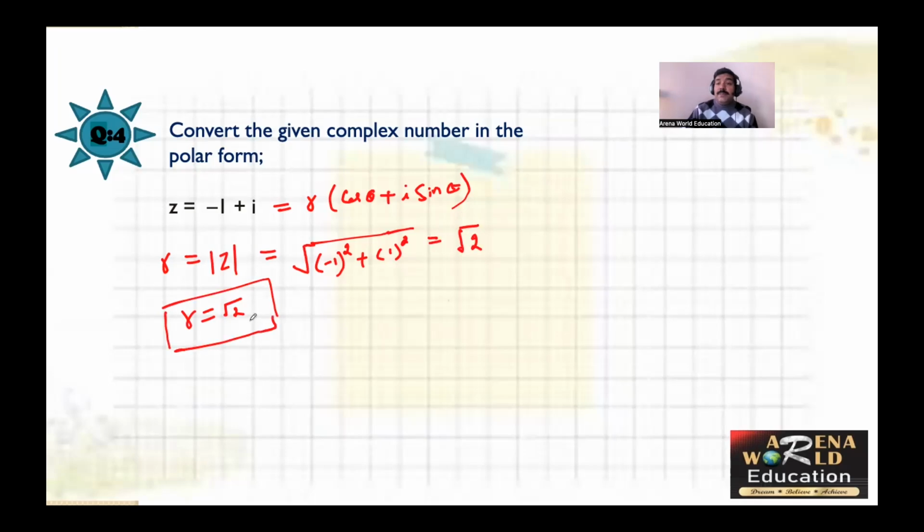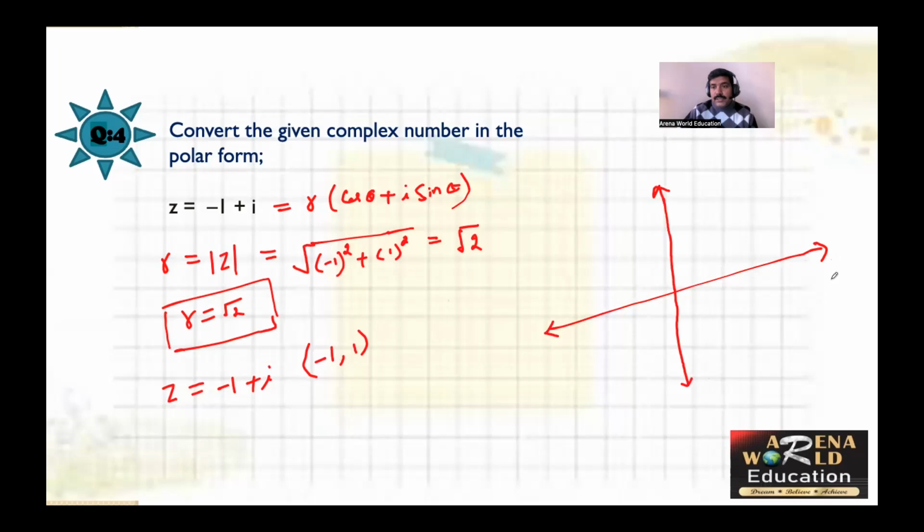What is the next step? Next, we will write the given complex number in terms of coordinates. So what is the real part? It is -1 and the imaginary part is 1, right? So (-1, 1) is the coordinate of a point. So now we will make the Argand plane.